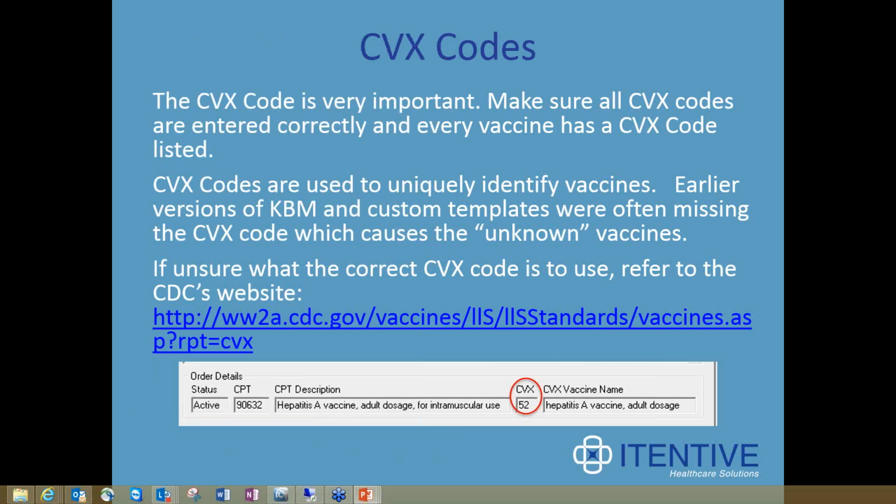The CVX codes are extremely important. Each vaccine has a CVX code, but many of them have multiple CVX codes. So they are supposed to uniquely identify the vaccines, but some of these have changed. So earlier versions of the KVM and custom templates were often missing the CVX code, which is causing a lot of unknown vaccines. So when you look through your inventory and your orders, make sure that all of them have a CVX code. And if you're unsure on what is the correct CVX code to use, go ahead and refer to the CDC's website, and I've listed that here.